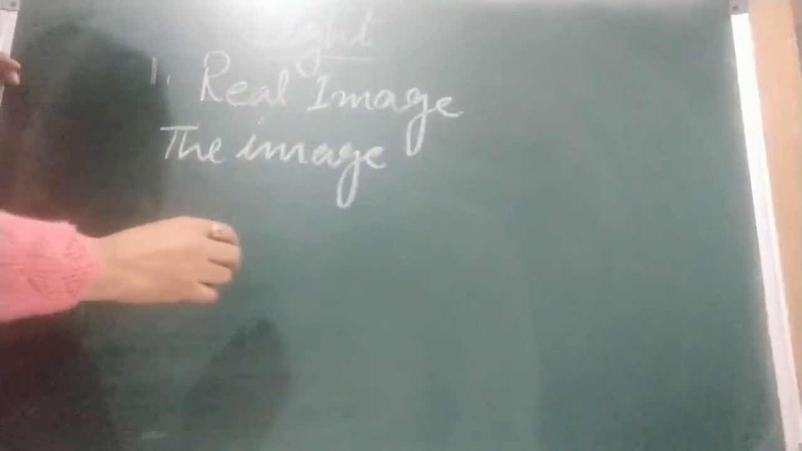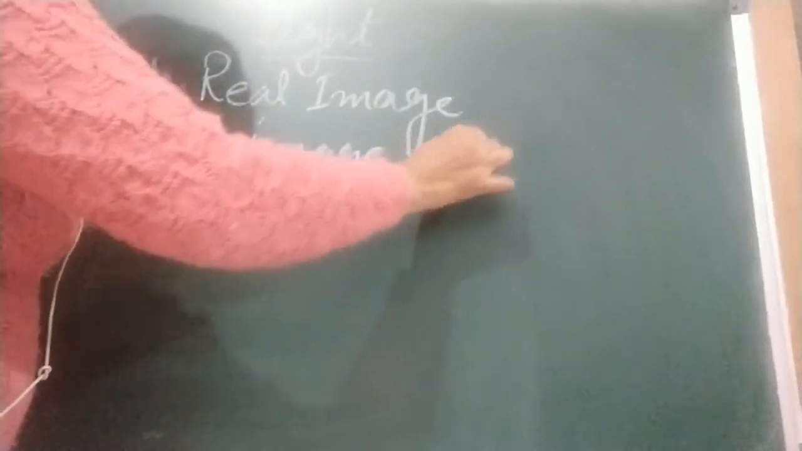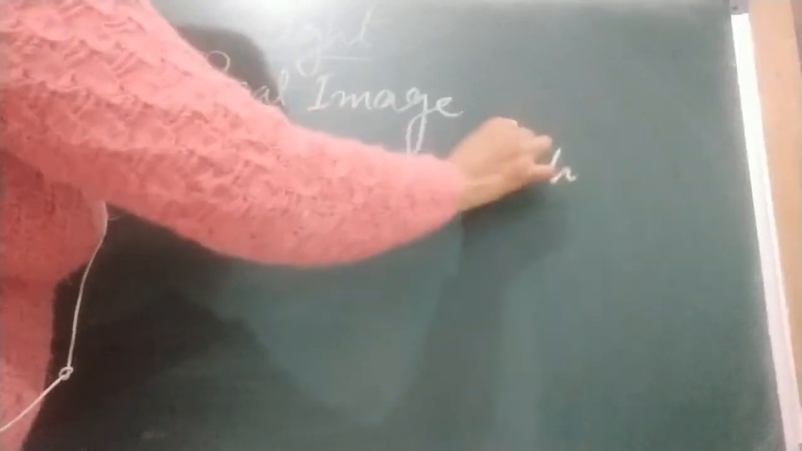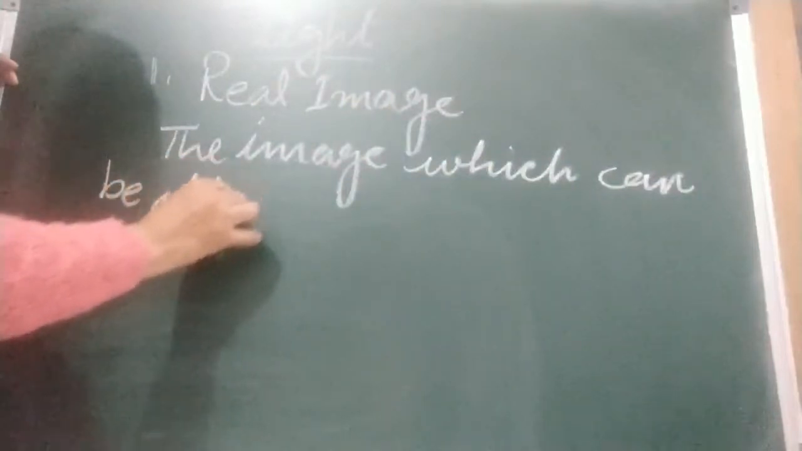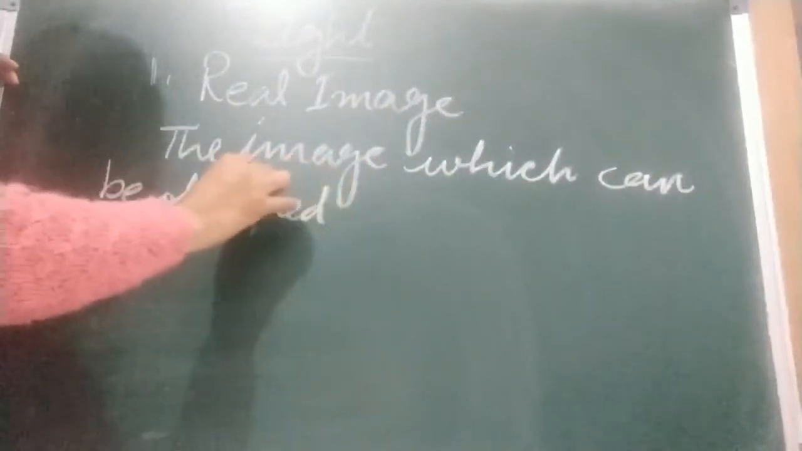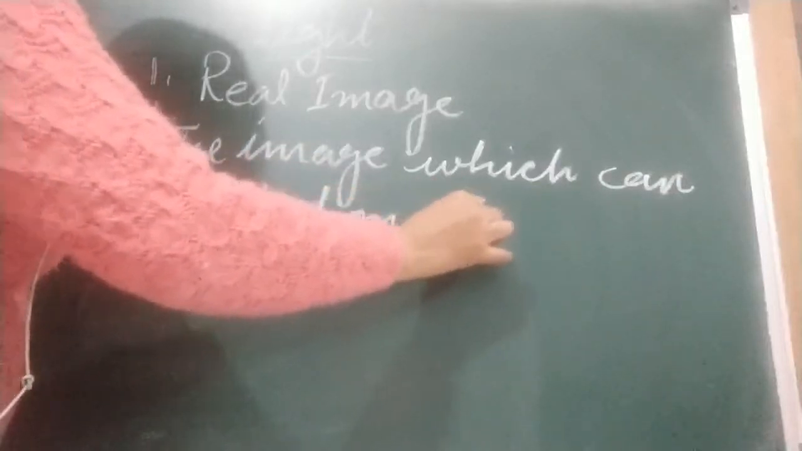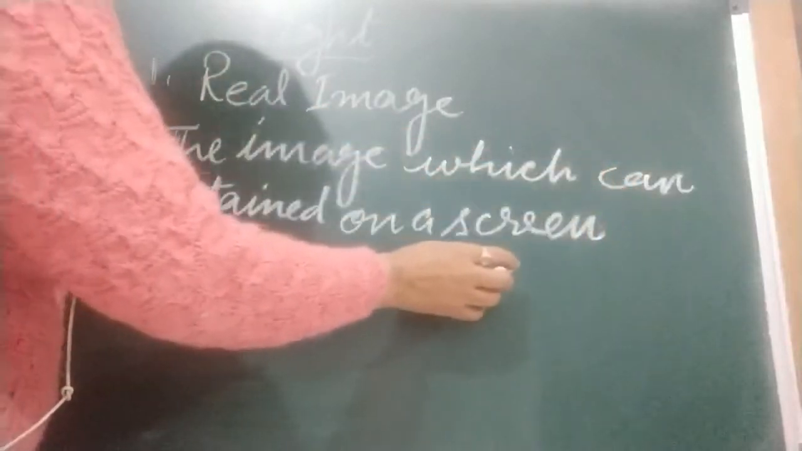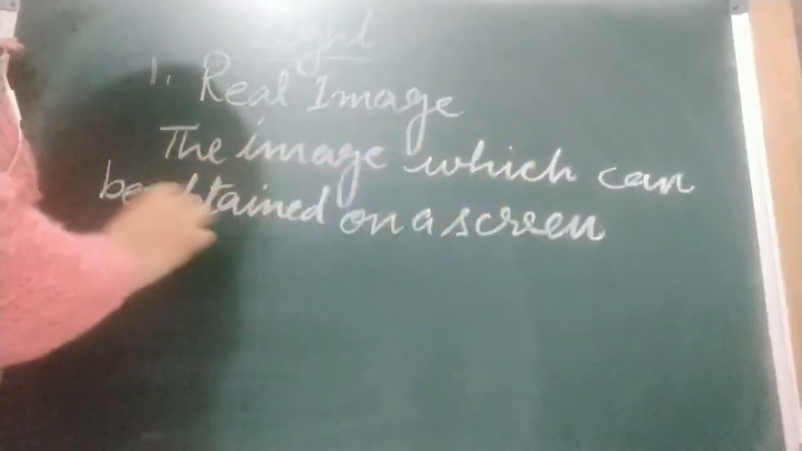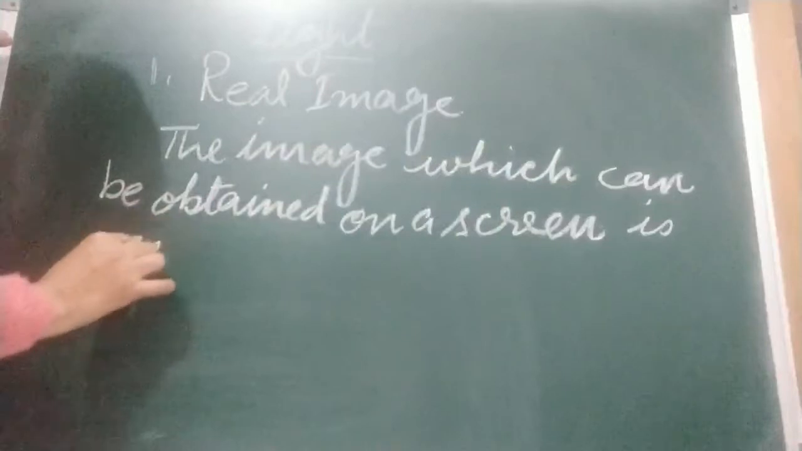I am writing here because it is not given in the book. The image which can be obtained on a screen is called a real image.